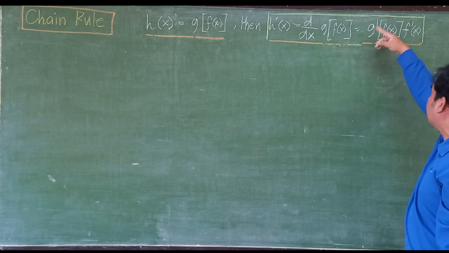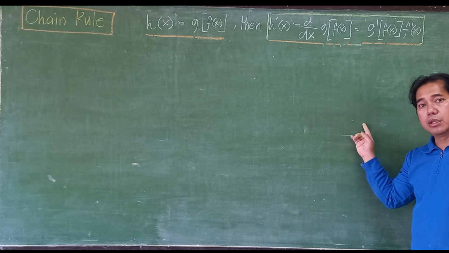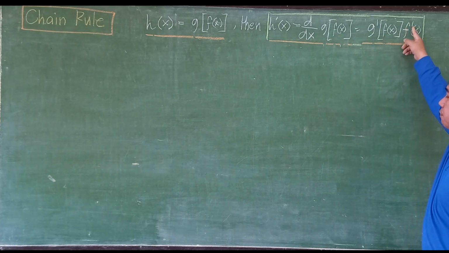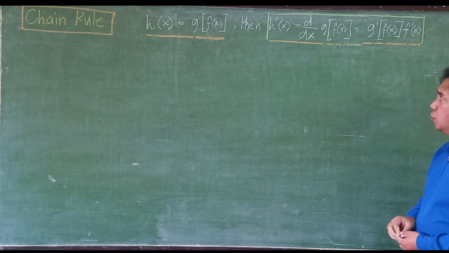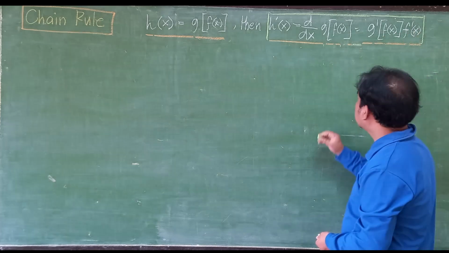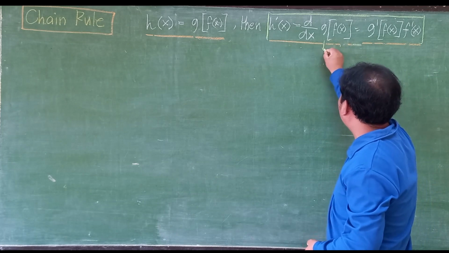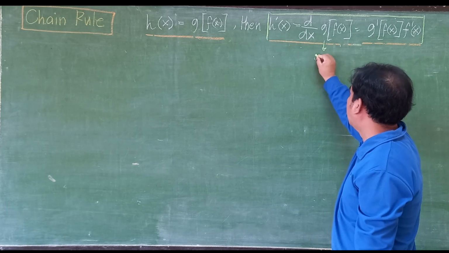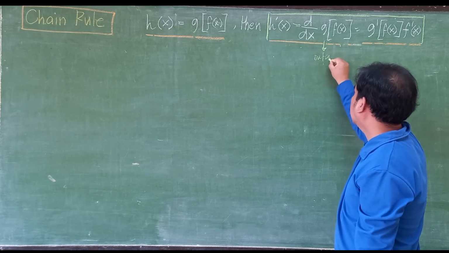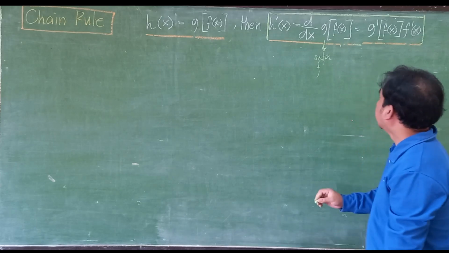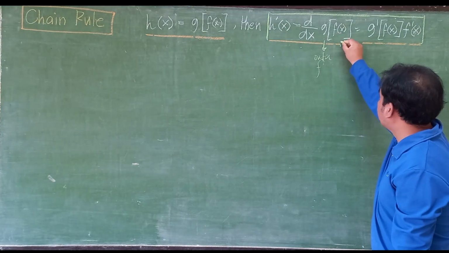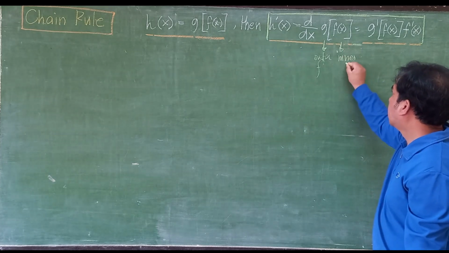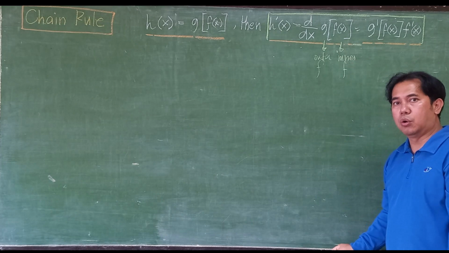And of course, again, multiply by the derivative of its inner function, that is f prime of x. So again, we have to consider what will now be the outer function, g. Our outer function is the g. And another one, f of x, is considered to be the inner function.